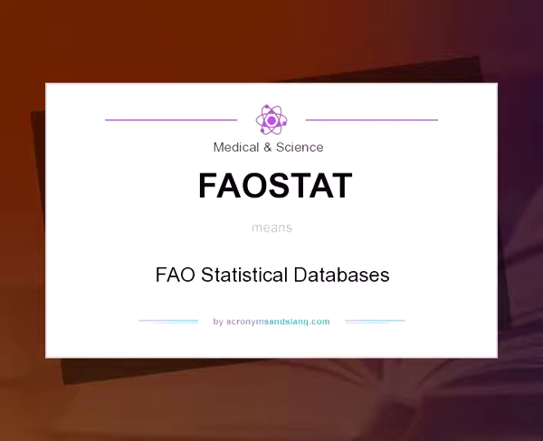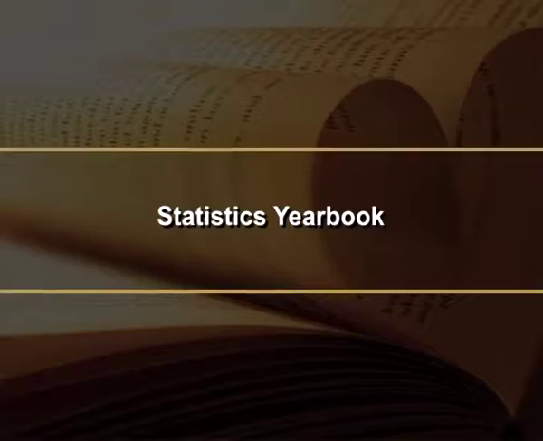FAO-Stat, an online database maintained by the Food and Agricultural Organization of the United Nations. It contains over 3 million records covering international statistics in areas such as production, trade, population, agricultural machinery, food aid shipments, land use and irrigation, and forestry products among many others. Some statistical sources are evaluated.